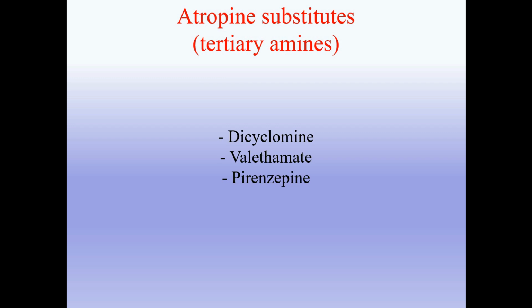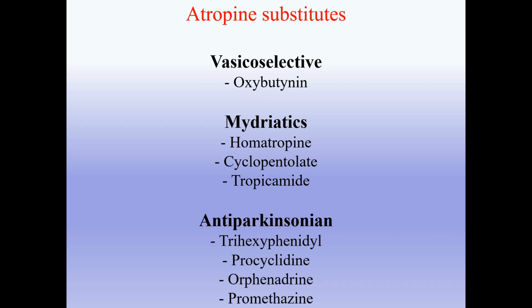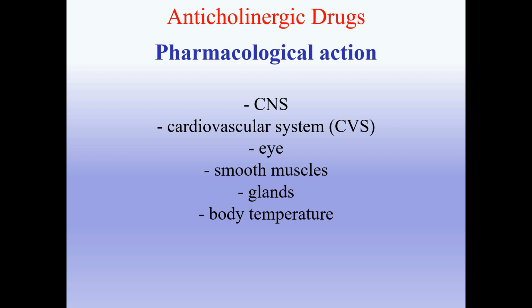In here you can see tertiary amines: dicyclomine, valethamate, and pirenzepine, and other substitutes, for example, vasoconstrictive oxybutynin, mydriatics, homatropine, cyclopentolate, and tropicamide, and antiparkinsonian drugs: trihexyphenidyl, procyclidine, orphenadrine, and promethazine. Target of pharmacological action of anticholinergic drugs: CNS, CVS, eyes, smooth muscles, glands, body temperature.